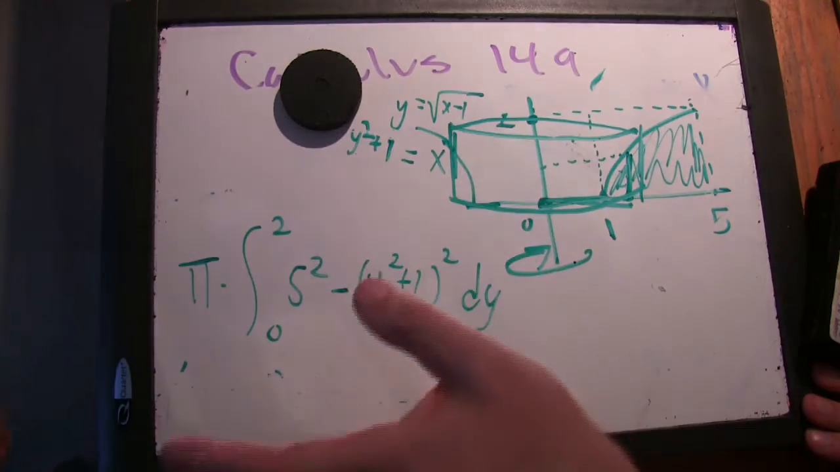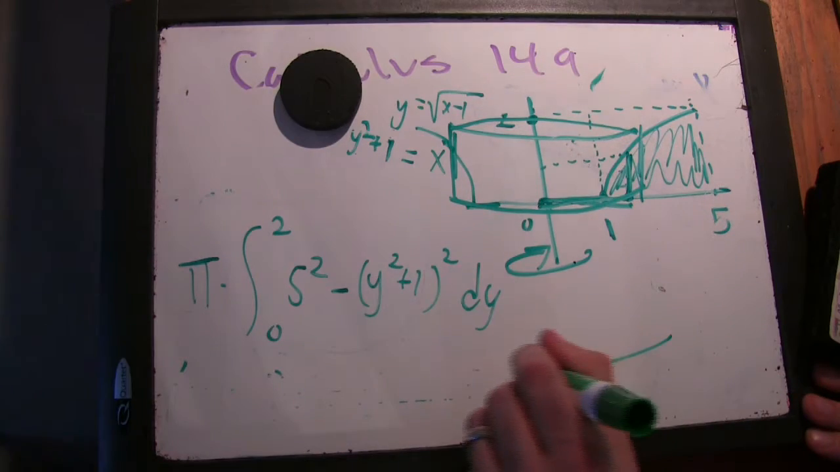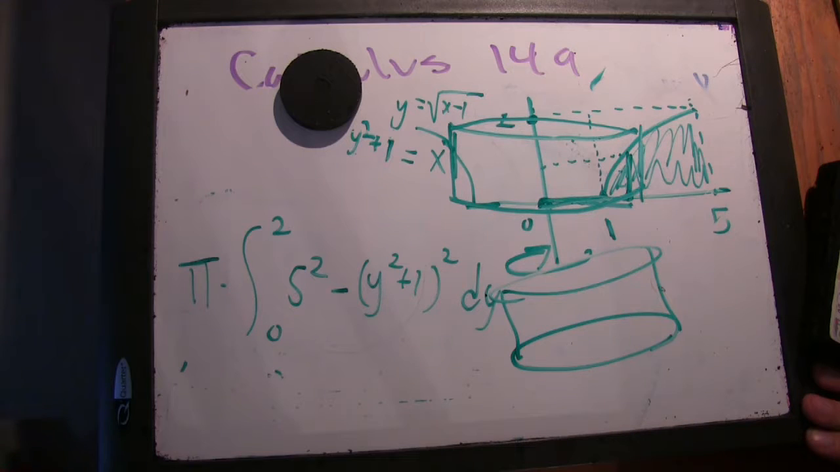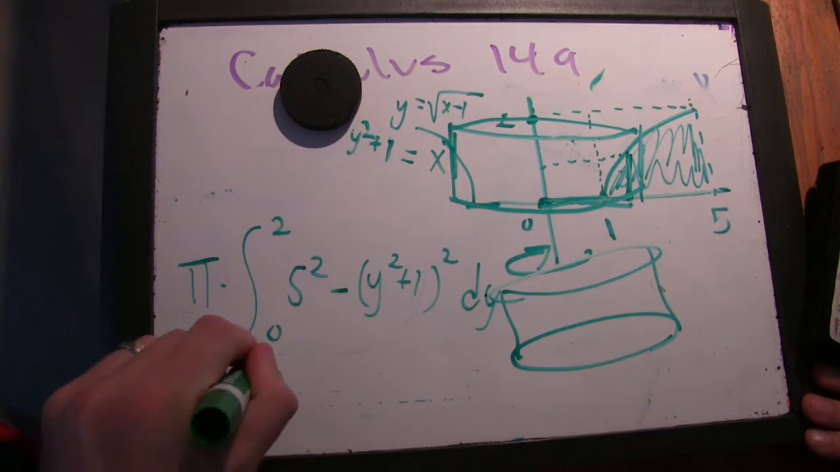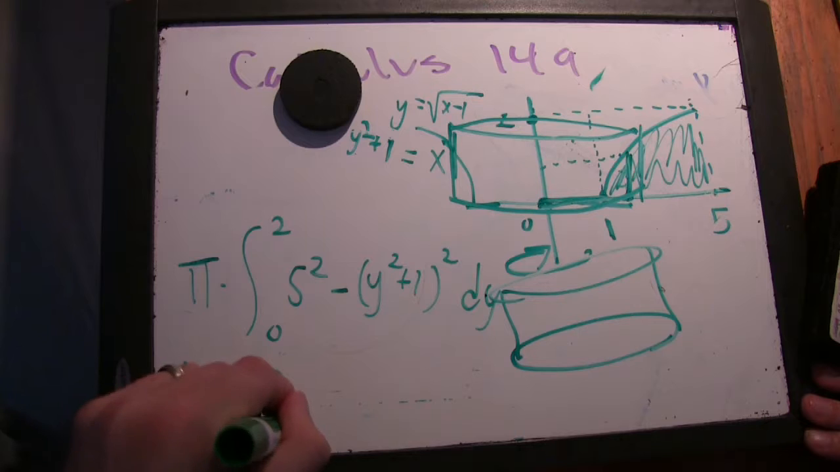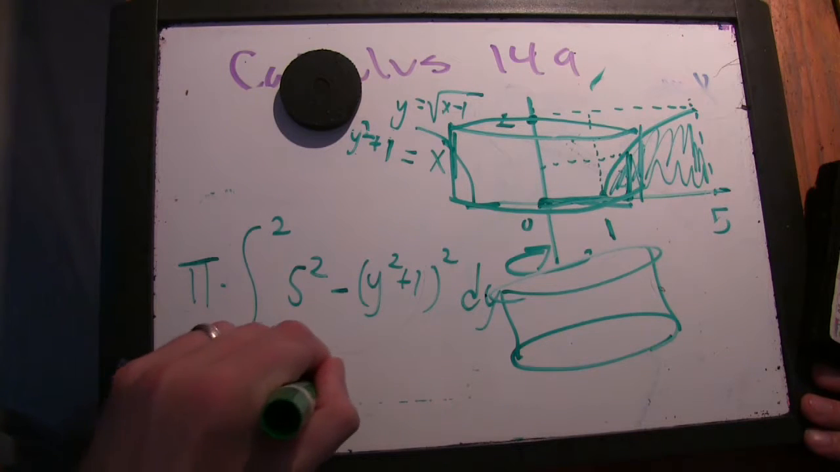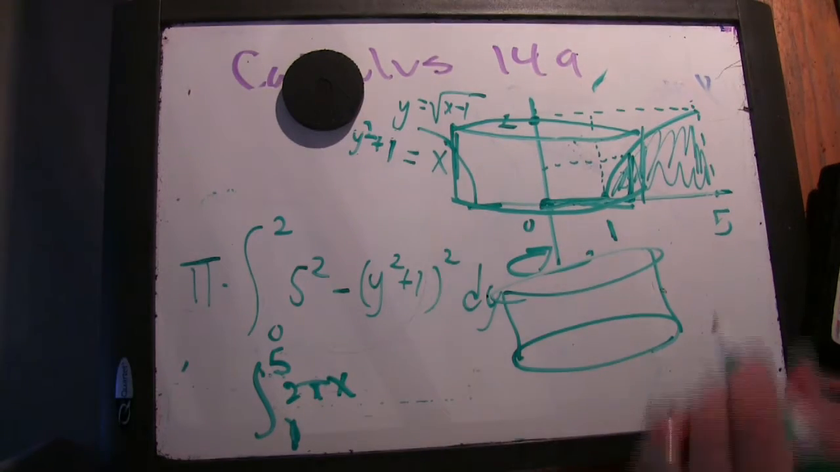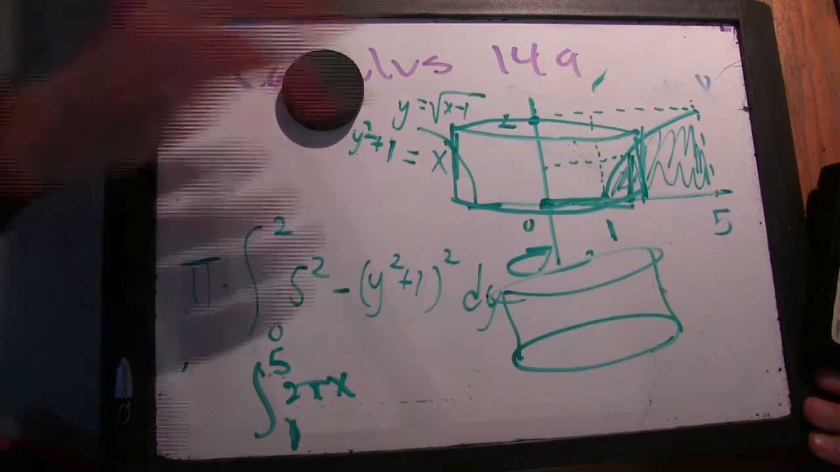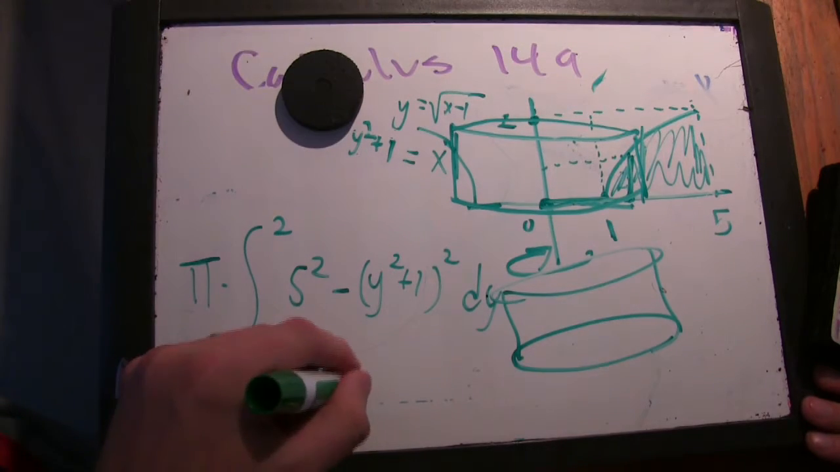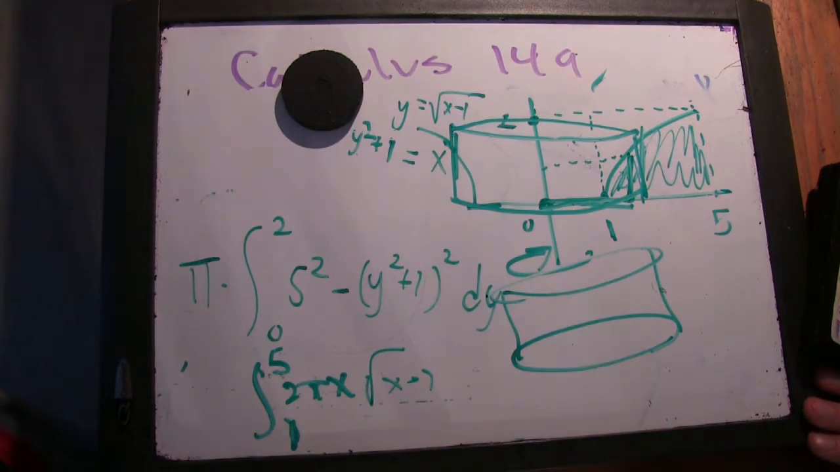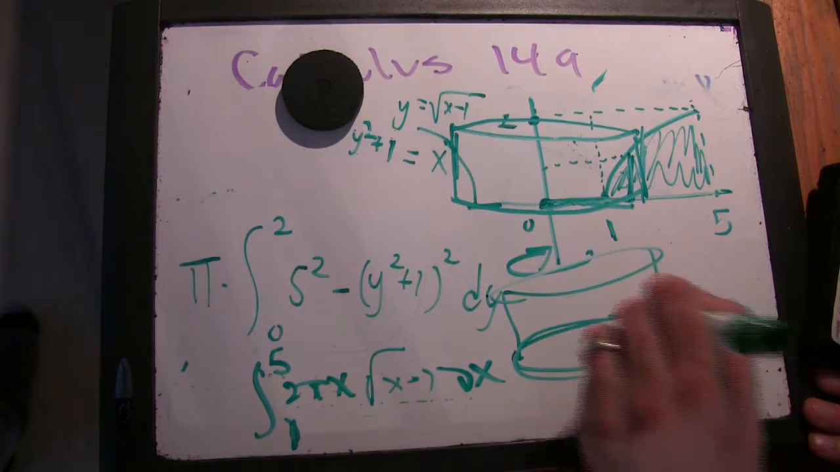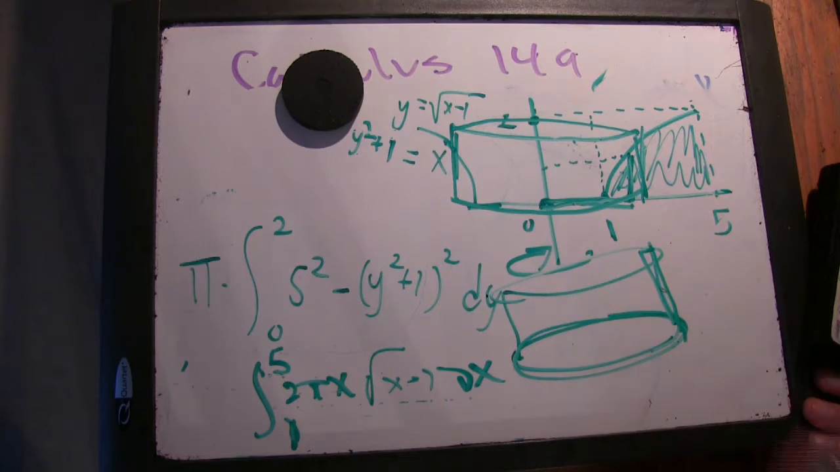So it goes around and has a height. How far around is it? The circumference is 2 pi r, so 2 pi x. The x is the radius. How high is it? It is the square root of x minus 1. And how thick is it? dx thick. So it's just the circumference times the height times the thickness.